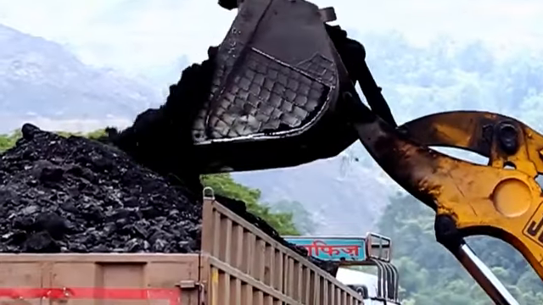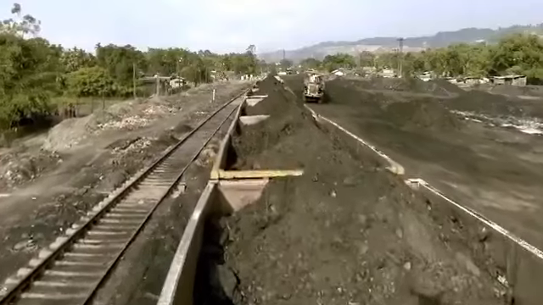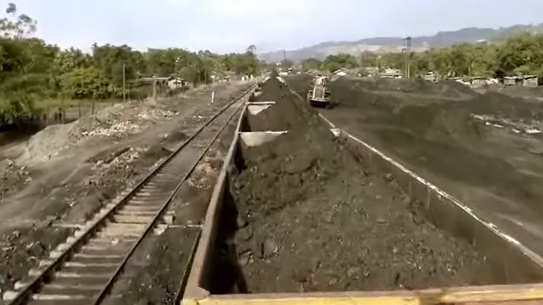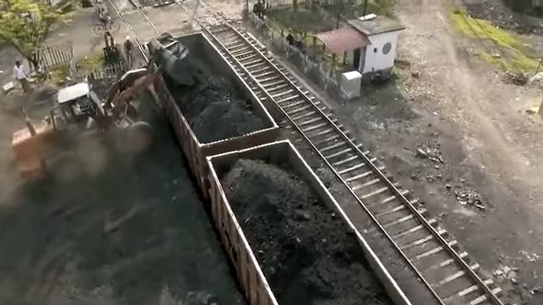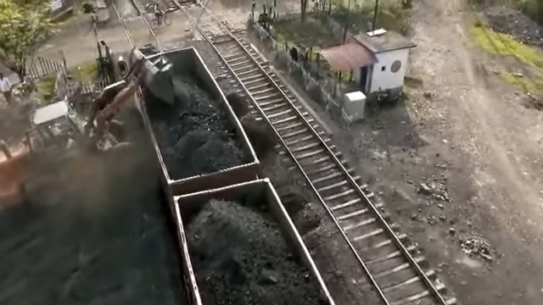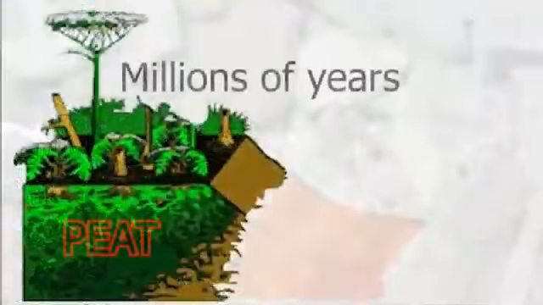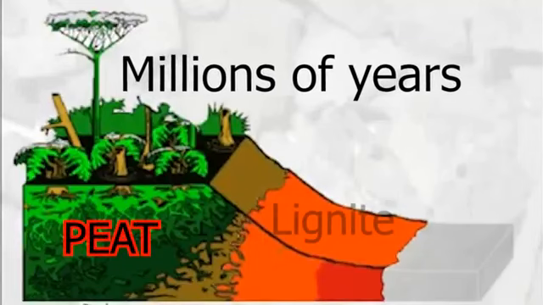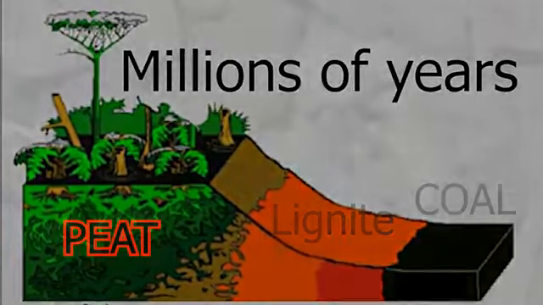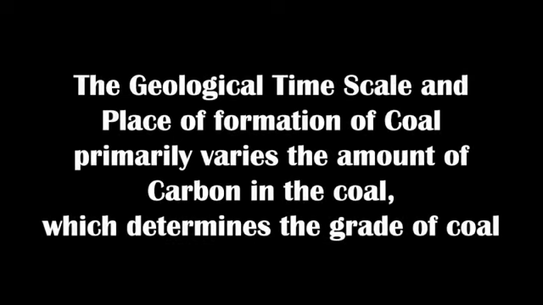endowed with a rich variety of mineral resources due to its varied geological structure. Coal is one of the important minerals which is mainly used in the generation of thermal power and smelting iron ore. Millions of years ago, dead plant matter fell into swampy water, and over time, a thick layer of dead plants lay decaying at the bottom of the swamps.